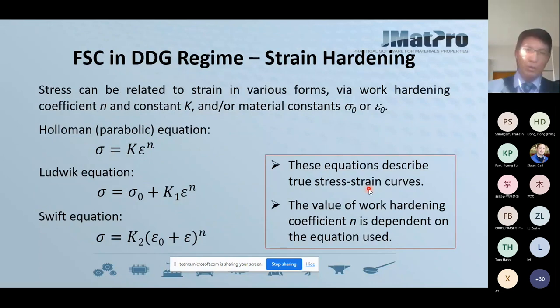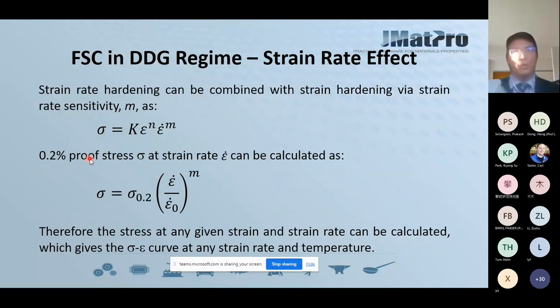So now back to flow stress modeling. We first model the flow stress curve in the DDG region, or say strain hardening region or work hardening region. There are lots of formulas which I'm not going to spend too much time on, but essentially in our modeling, we take this very simple approach to model strain hardening. And we have to consider the strain rate effect in this DDG regime. This is considered by the so-called strain rate sensitivity, that is m. And here is how the m is considered in this context. After all of this, what you should know is we can calculate the stress strain curve at any strain rate and any temperature for the DDG region.